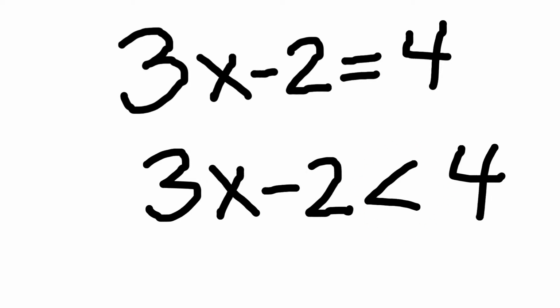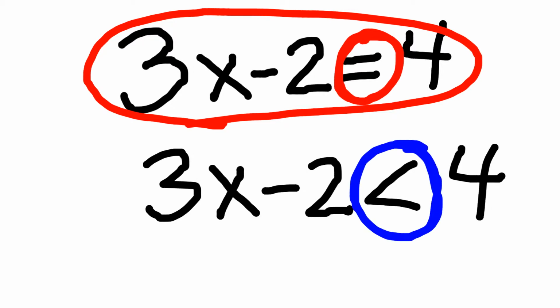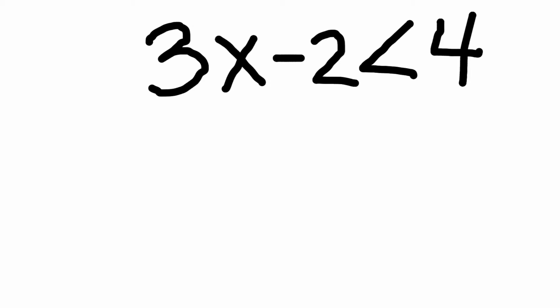This here means one solution because it has the equal sign. This here means multiple solutions because it has the inequality sign. So this problem states that 3x minus 2 is less than 4. That means that any value for x that makes this true is going to give this part here a value that's less than 4.